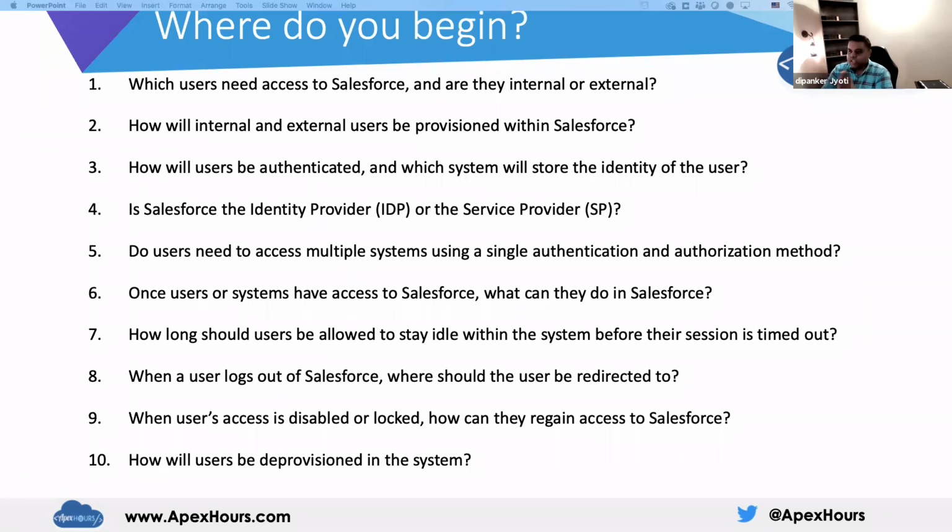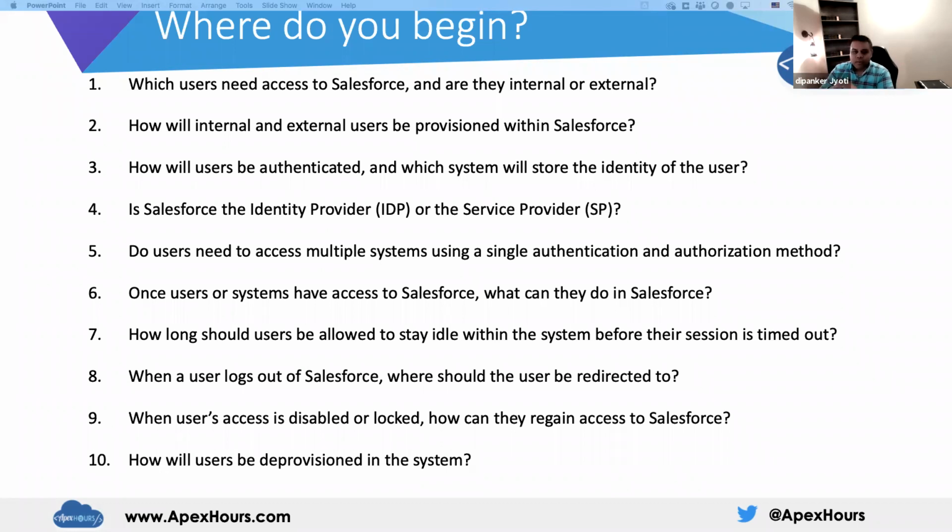Here are the 10 questions that you want to start with as an architect, which will really address and start exploring your 9 stages of identity and access management. The first one: which users need access to Salesforce, and are they internal or external? This goes back to the user type, and it refers to user account management. The second one: how will internal and external users be provisioned within Salesforce? This is talking about provisioning.